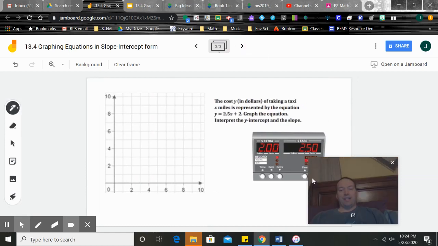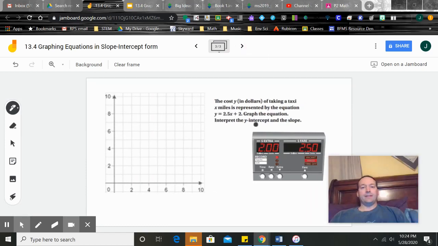Now let's look at an application to one of these. All right, the cost y in dollars of taking a taxi x miles is represented by the equation y equals 2.5x plus 2. Graph the equation, interpret the y-intercept, and slope. So you notice that I don't have 4 quadrants here because you can't have a negative distance. You can't have negative money in this situation. The charge can't be negative.